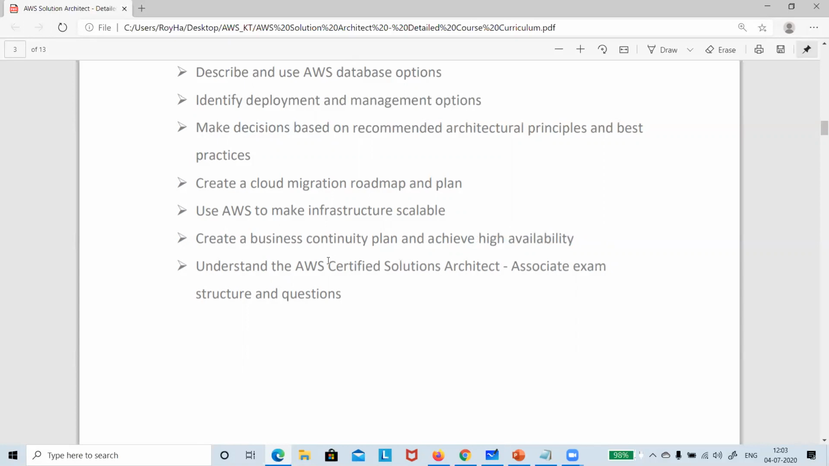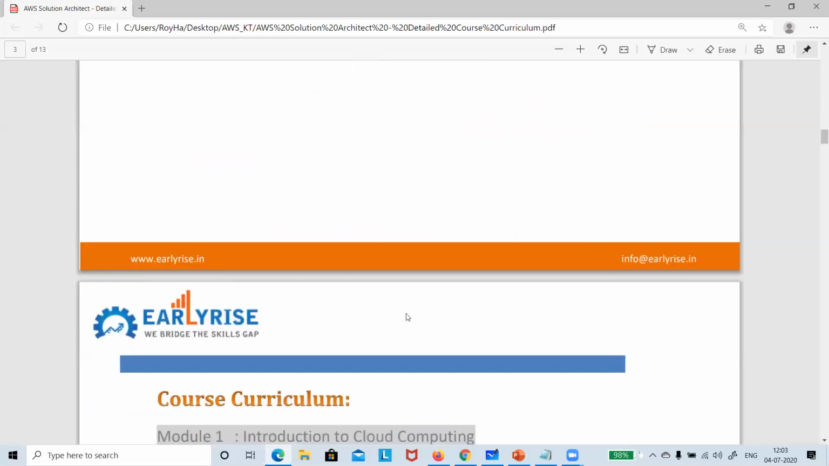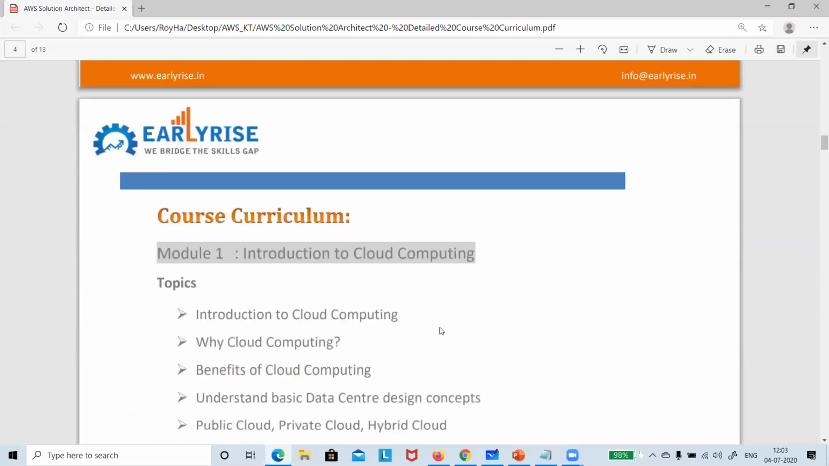So understand the AWS Certified Solutions Architect Associate exam structure and questions. This will be towards the end of the session, where we will be focusing on the structure and the questions, and how to do the certification.